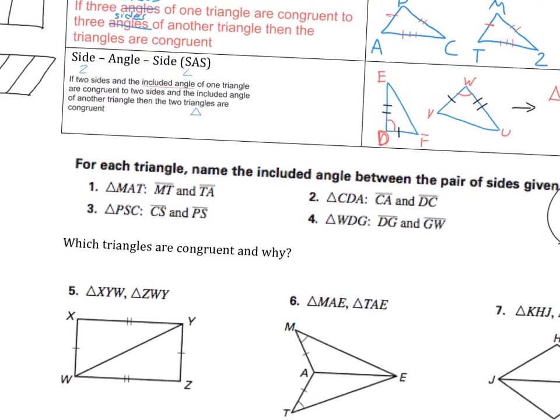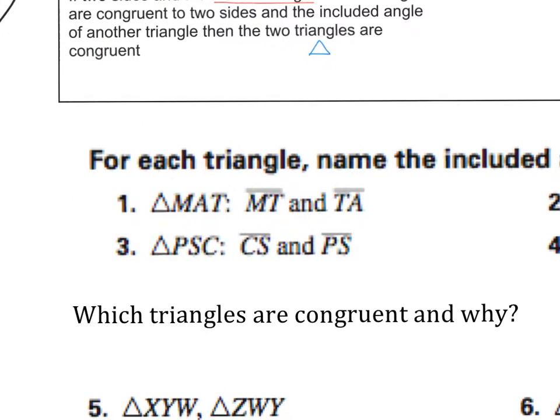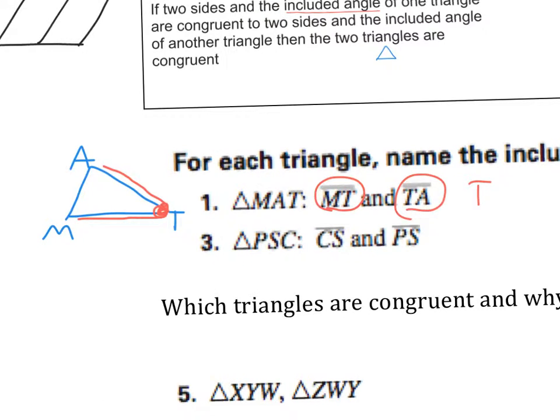So let's look at this next one here. It says, for each triangle, name the included angle between the pair of sides given. Well, if you have a triangle MAT, notice we're asked, here's a side MT and a side TA. What letter is repeated in those two sides? Just shout it out. T. So T is your included angle. Angle T is where the included angle is. Why? Because of course the sides share that vertex. Notice my error. I should have been more specific. Not just T, but angle T is best in how to write that.